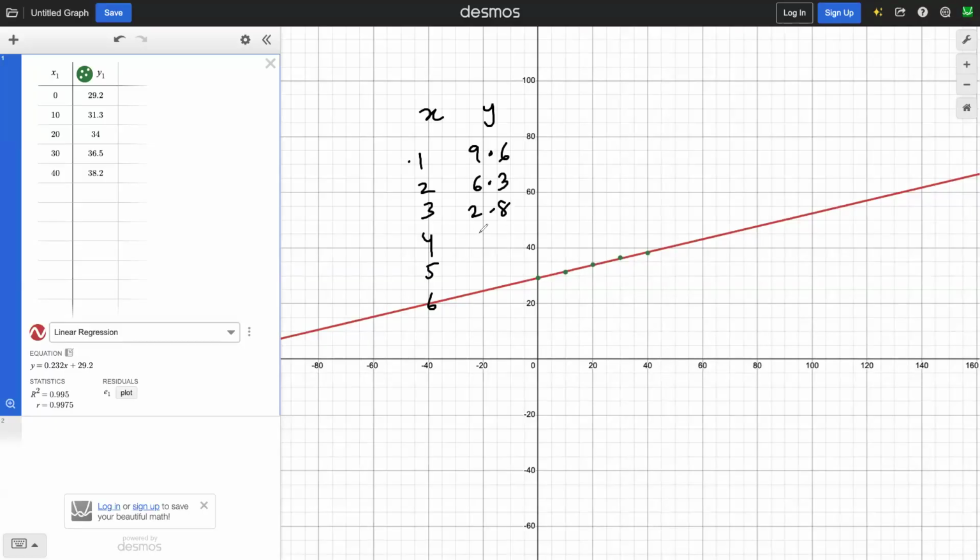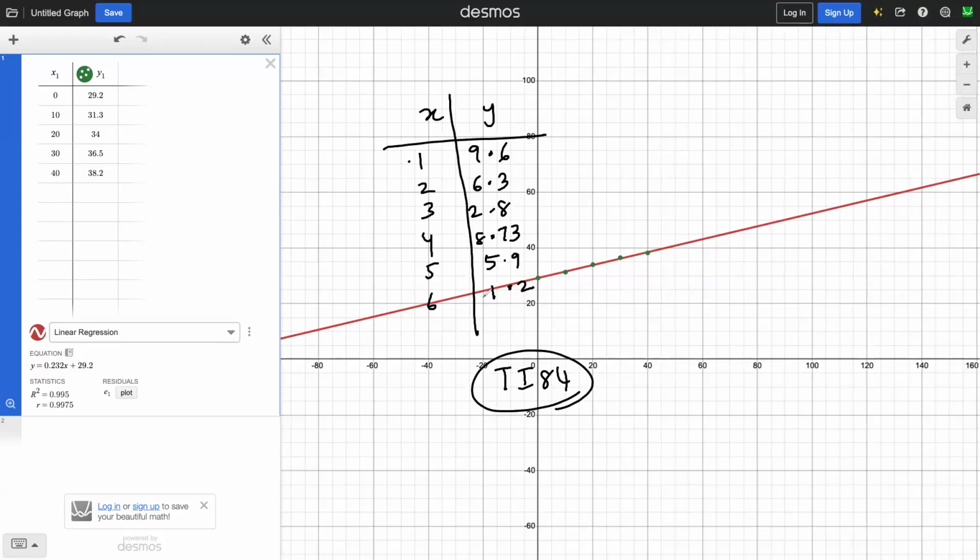6.3, 2.8, 8.73, 5.9, 1.2. Honestly, I want all of you to start using the TI-84 calculator only. Don't use Desmos. Because for the SAT exam, it's better to use the same calculator.